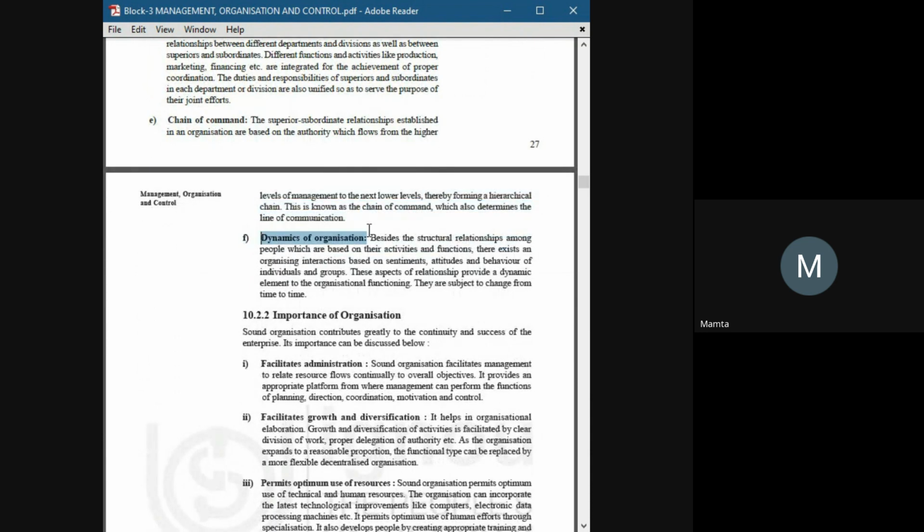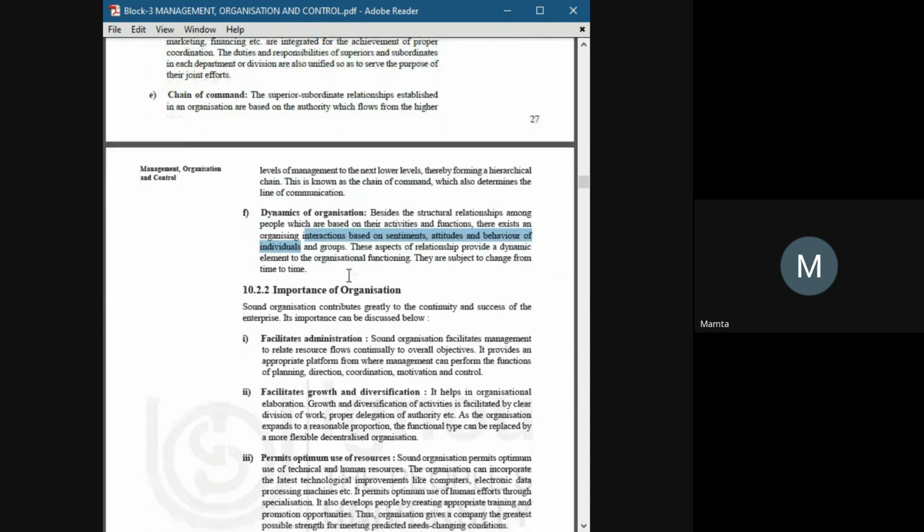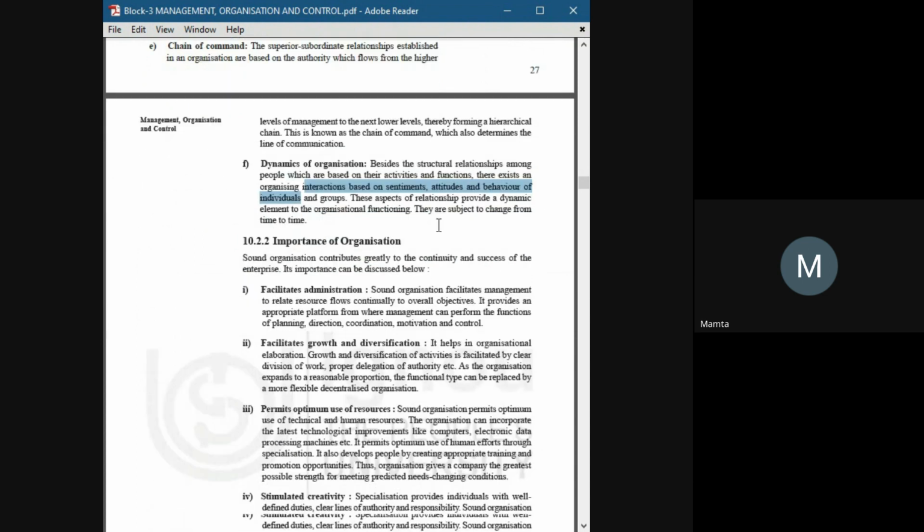Dynamics of organization. Besides the structural relationships among the people, which are based on their activities and functions, there exists an organizing interaction based on sentiments, attitudes, and behavior of individuals or groups. Like, some employees have their own relationships along with the organization. So these are some dynamics of organization.